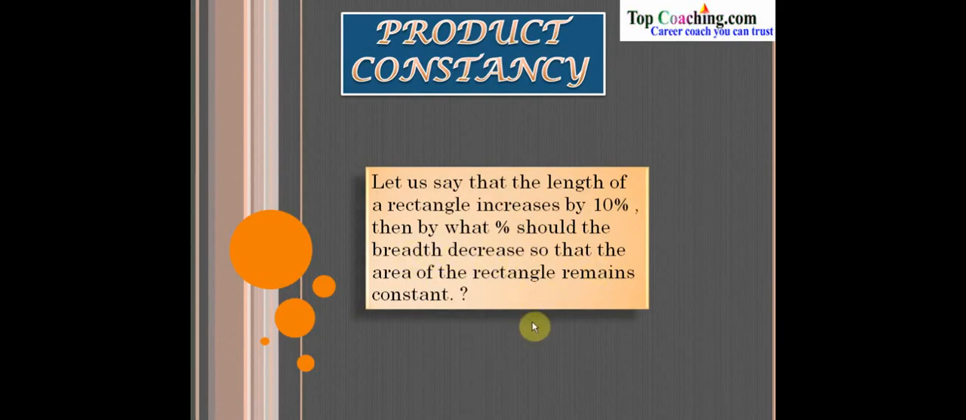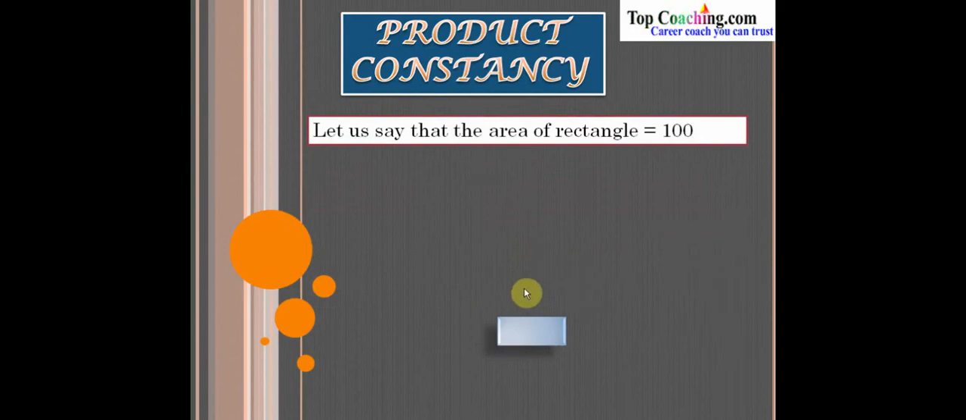Earlier we have seen that the length and breadth both are increased, and we have seen what is the overall effect on the area of the rectangle. But now this is a twisted problem. We say that the length of a rectangle is increased by 10%. We have to find out what should be the percentage decrease in the value of breadth so that the area of the rectangle remains constant. The point is, the area remains constant, the product remains constant. So let's try to see the solution.